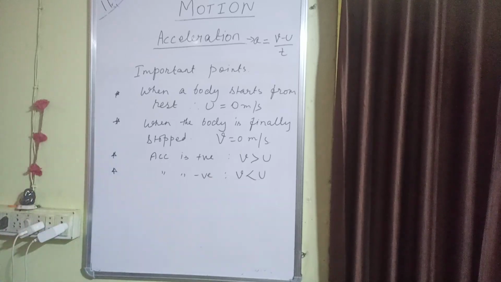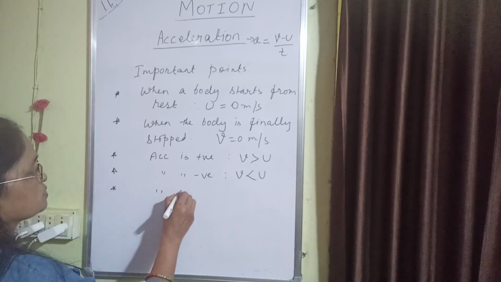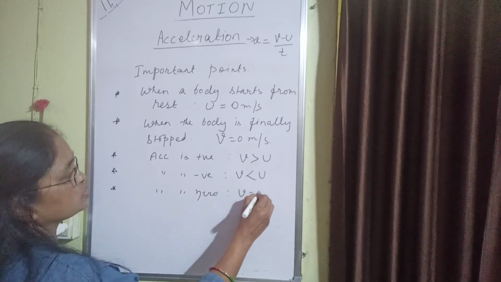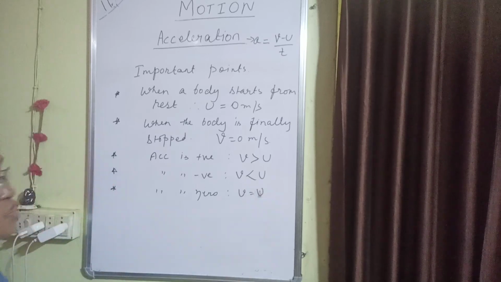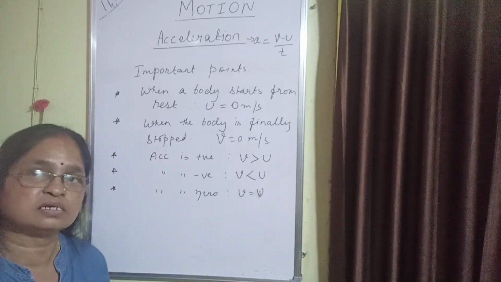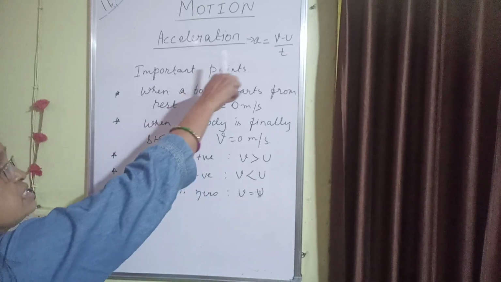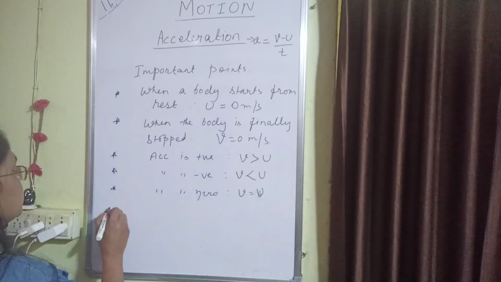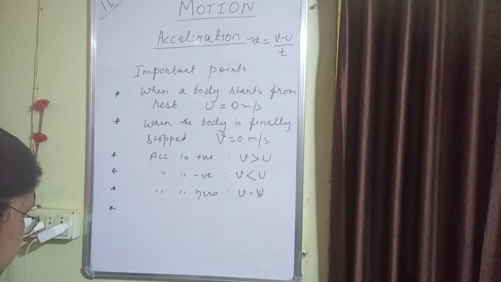Then students, one more thing: when will acceleration be 0? When v is equal to u. That means final velocity and initial velocity are the same, then acceleration is 0, because there is no change in velocity, and acceleration is change in velocity by time. So you have to remember and understand this point, so it will be helpful in calculating numericals.